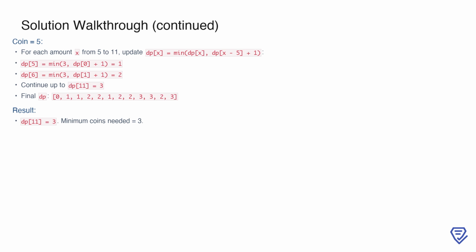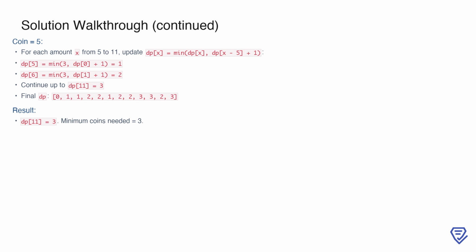Next, we process the coin with a value of 5. Starting from amount 5, we update dp[x] for each amount up to 11. For example, dp[5] becomes 1 because one coin of 5 is more efficient than using smaller denominations. Similarly, dp[6] becomes 2 by adding one coin of 5 to the amount 1. This process continues until dp[11], which becomes 3, as the optimal solution is to use two coins of 5 and one coin of 1.